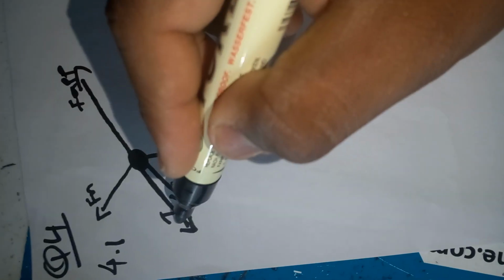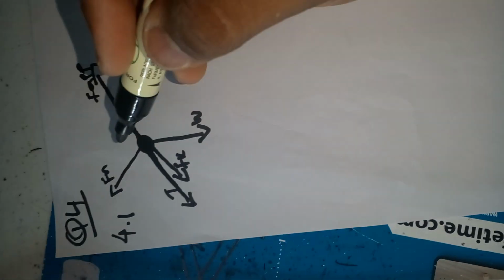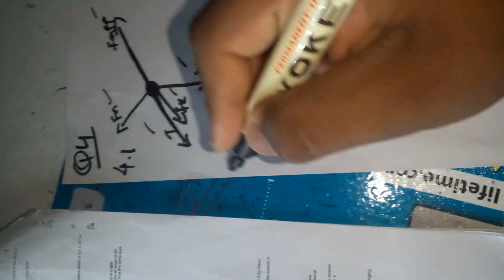When you're using a ruler, you have to make sure that the lines are equal. Don't make one line like this, whereby my force applied is like this and my tension is like that, whereby the tension is the one that is pulling the block. So this is how we do it. 1, 2, 3, 4, 5 marks.